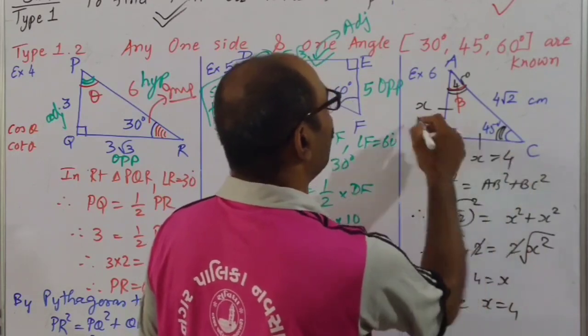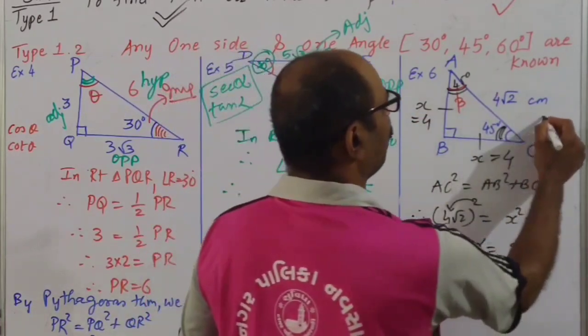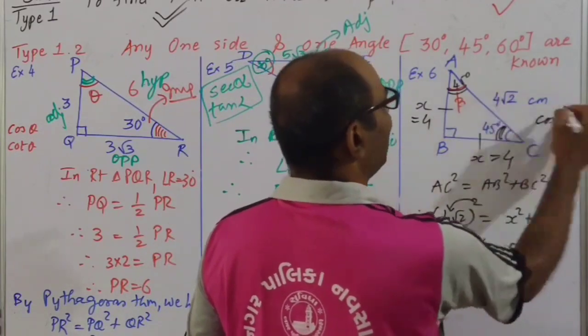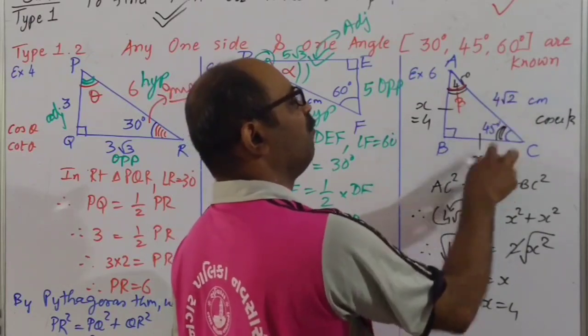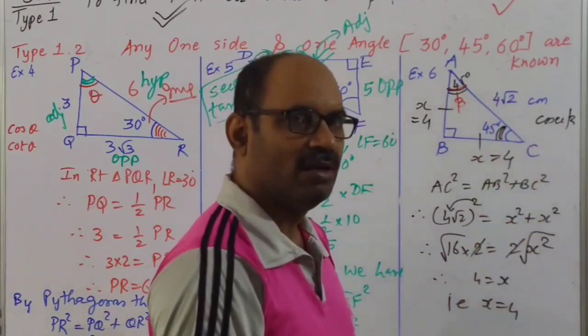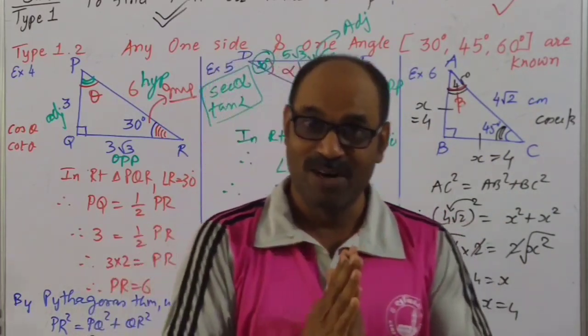So now this is 4, this is 4, and this is 4 root 2. Suppose you have to find cosec of beta. So cosec beta is hypotenuse upon opposite. 4 root 2 upon 4 cancels, so that is root 2. And you can find any that you want. I hope you have understood.